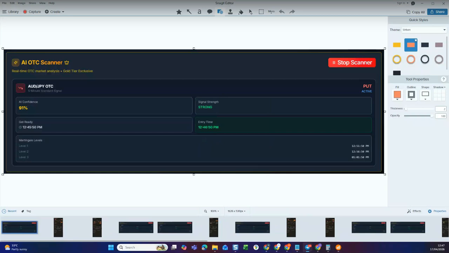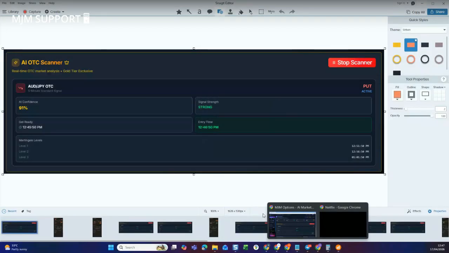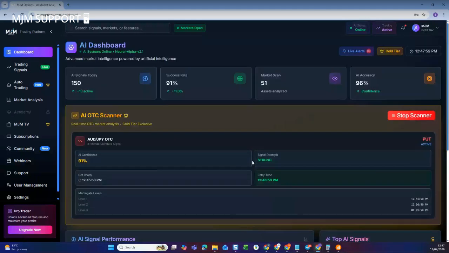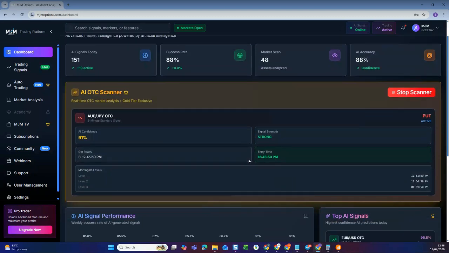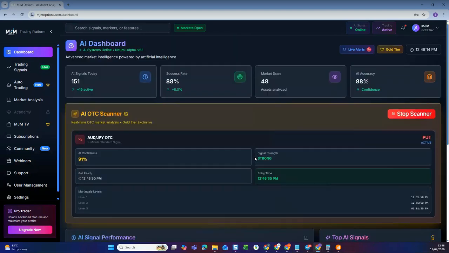So how do you get access to the AI? Very simple. The first step is for you to register on mjmoptions.com. And the moment you have done that, you are going to send me the email you registered with. You create an account, filling out your name, your email, and the other things that are needed, your phone number and so on. Then what I need from you is your email. The moment you send me your email, that's the first step.